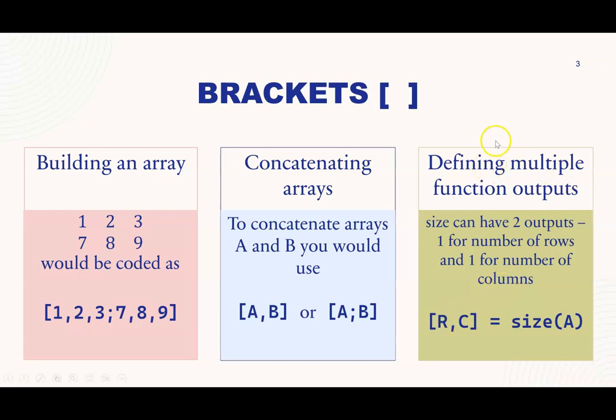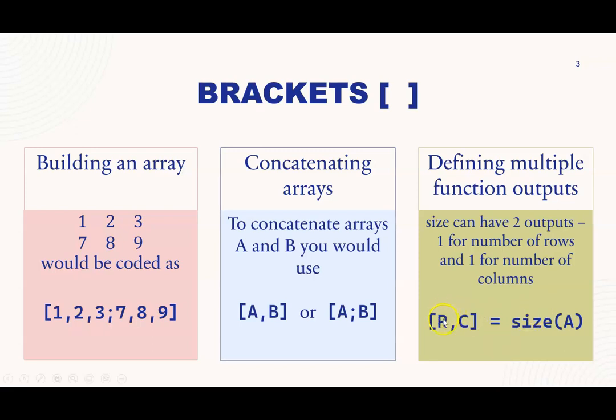Lastly, we use our square brackets when we have multiple function outputs. So for example, some functions like size can have two outputs. Size can have one output or size can have two outputs, and depending on how many variable names you put on the left hand side of the equals sign, size will output different things. And you can look at the help page for size to look at all of your options there.